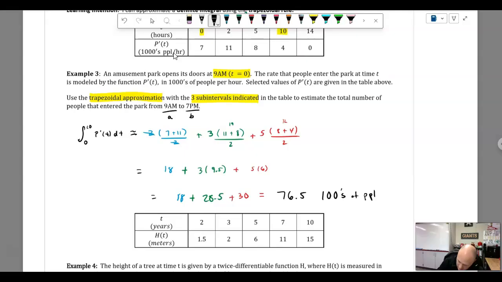So here, this 5 is measured in hours, and this 6 is the average of the rate that people are entering the park in people per hour. So if we multiply them, the hours cancel. Anyway, we get thousands, not hundreds of people.